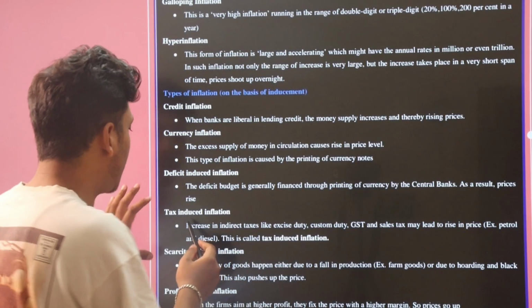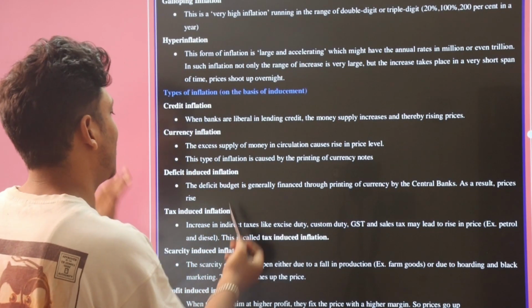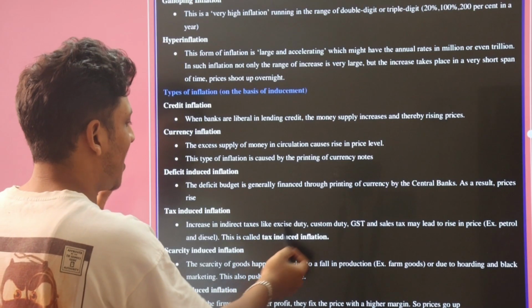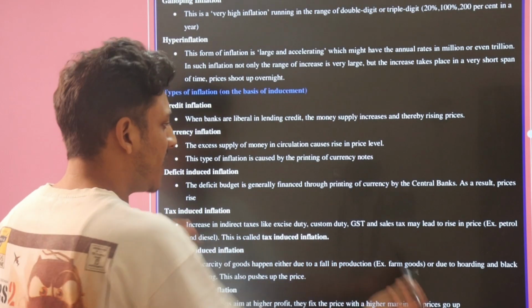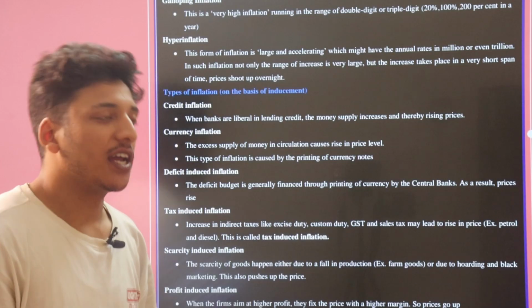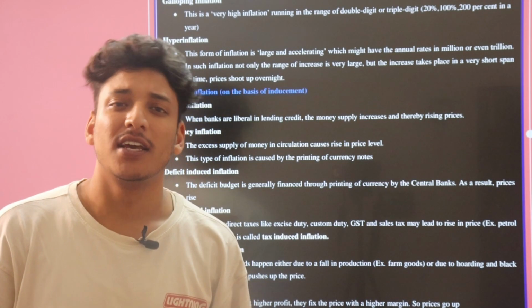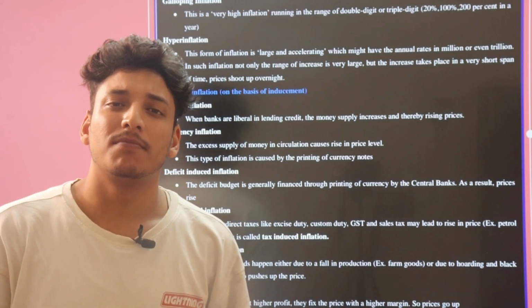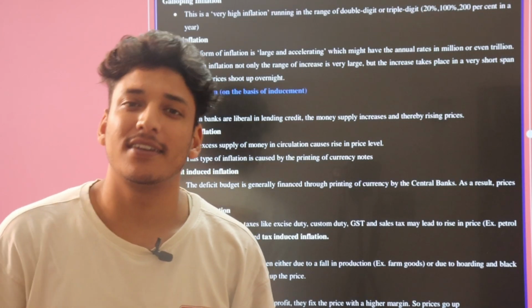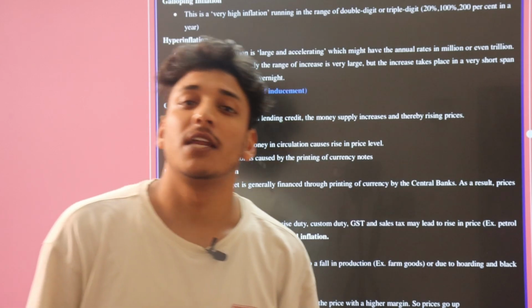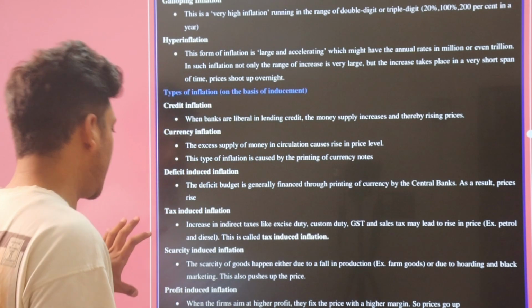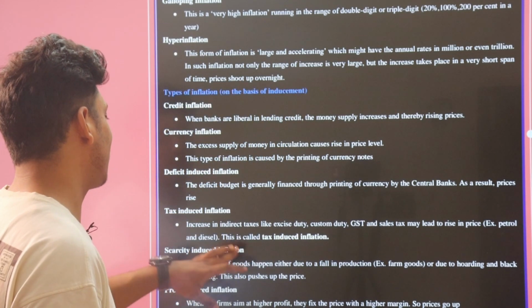So now we will learn about tax induced inflation. Increase in indirect taxes like excise duty, customs duty, GST. It means if the government increases indirect taxes, then the price of goods is automatically elevated, and that is also called inflation. Okay, now scarcity induced inflation.